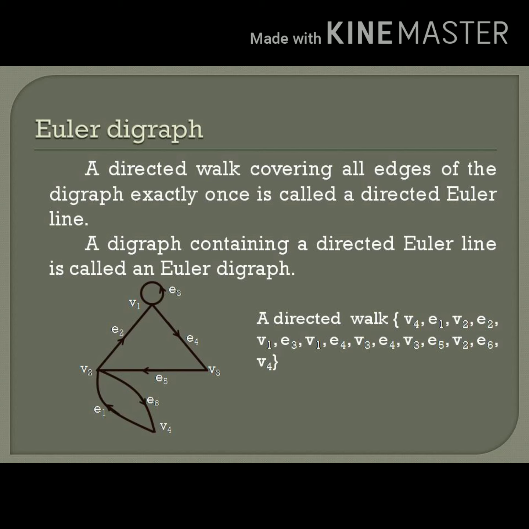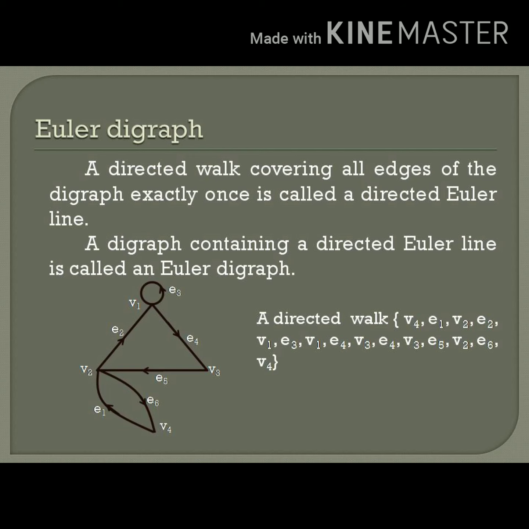In this graph, we start a directed walk from the vertex V4. So V4 to V2, V2 to V1, again V1 and V3, V3 to V2 and V2 to V4. But we mention the walk as a sequence of edges and vertices. So we start with the vertex V4, that is V4 E1 V2 and V2 E2 V1 and V1 E3 V1, V1 E4 V3, V3 E5 V2, V2 E6 and V4. This is a complete walk.